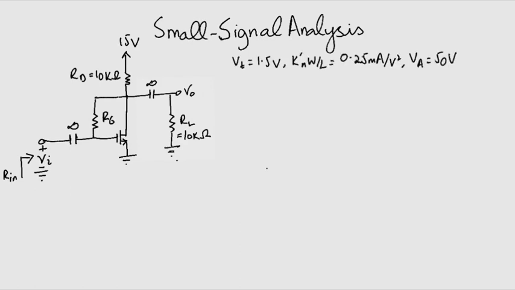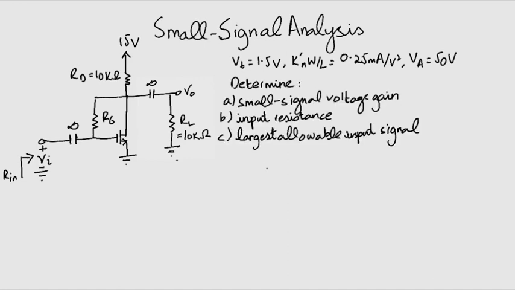You have to assume the coupling capacitors to be sufficiently large so as to act as short circuits at the signal frequencies of interest. Now your task is to determine the small signal voltage gain, the input resistance, and the largest allowable input signal. So we start our analysis. First we remember to remove all the small signal quantities, and we calculate the DC operating point first.